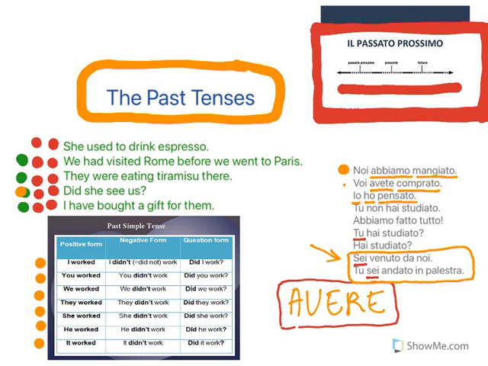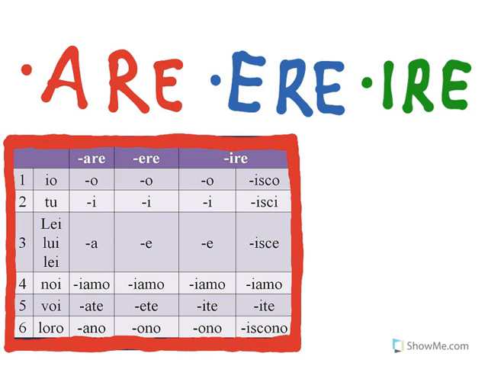So this lesson will deal with the regular verbs in Italian, and the passato prossimo formed with the verb avere. All right, let's take a look. You remember that are, ere, and ire are the most common verb endings in Italian. Remember, we're dealing with the regular verbs.